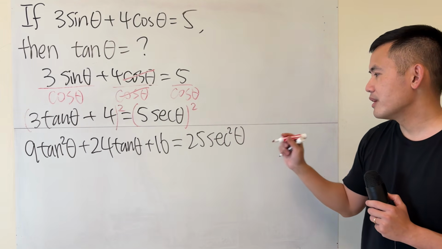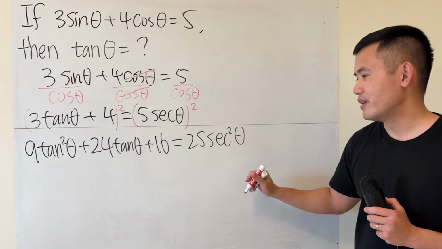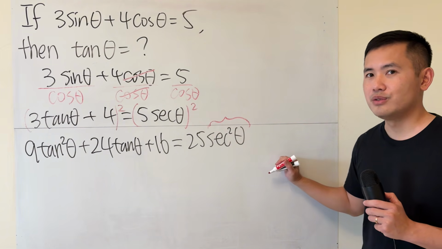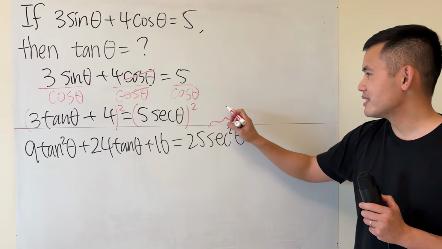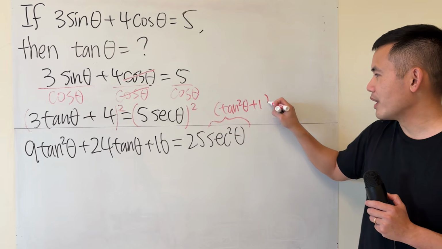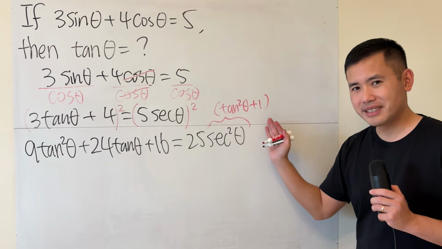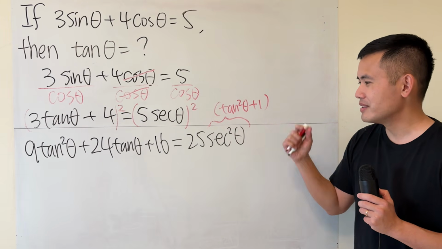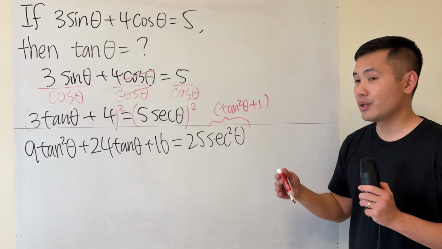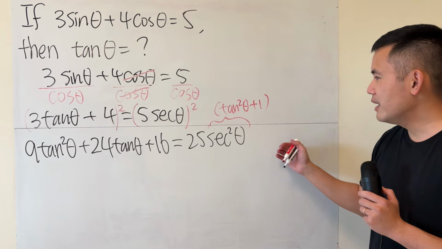Okay, now here's the deal. We have the square, and then we just have to recall what secant square theta is in terms of tangent square. I will tell you the answer. That is going to be tangent square theta plus 1. I do have videos on this. You guys can go check that out to see why this is true. It's just the Pythagorean identity and then divided by cosine square.